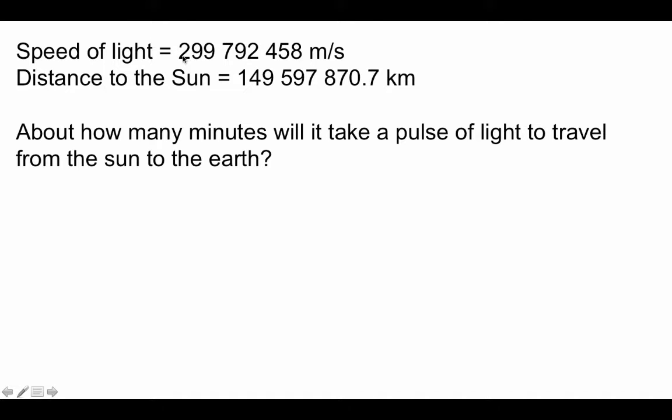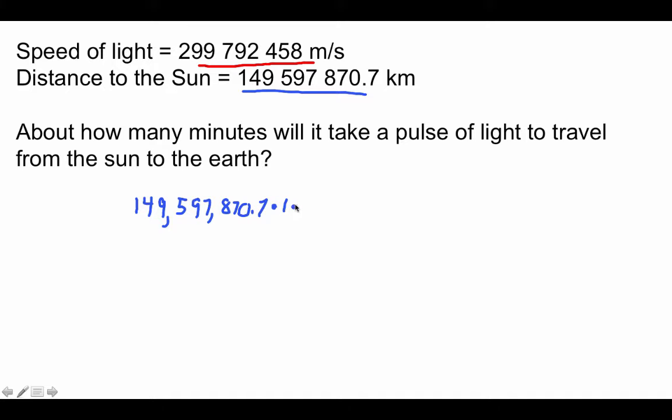So we're given the speed of light. Here is the speed of light. We're given the distance to the sun. How many minutes will it take a pulse of light to travel from the sun to the earth? Okay, so here's the distance of the sun in kilometers. I notice the speed of light is in meters per second, so I'm going to go ahead and get my distance in meters. So 149,597,870.7, this is kilometers to the sun.